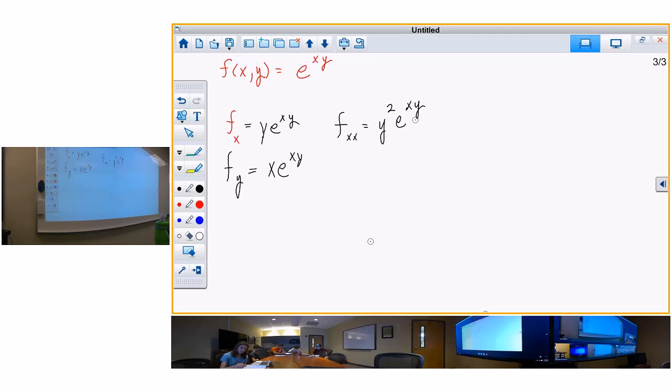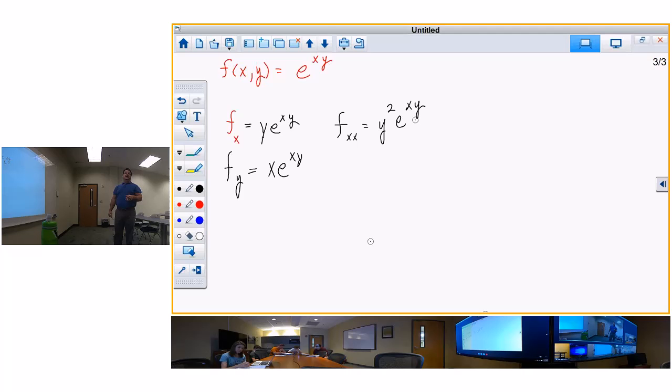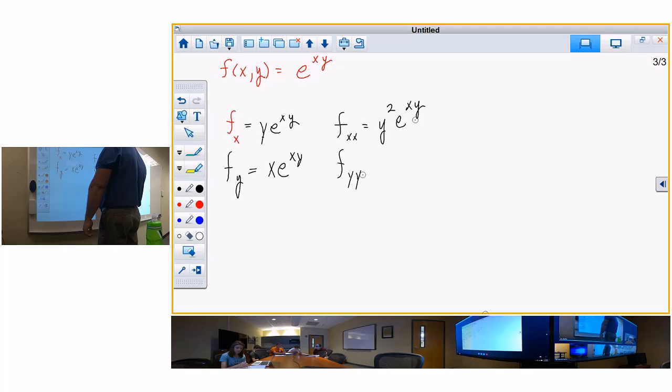And what do y'all think f of yy is going to be? X squared e to the xy. See, after you start doing some of these things, you're going to start seeing patterns. And that's what mathematics is, seeing patterns. All right? So, f of yy, sounds like a song, would be x squared e to the xy.